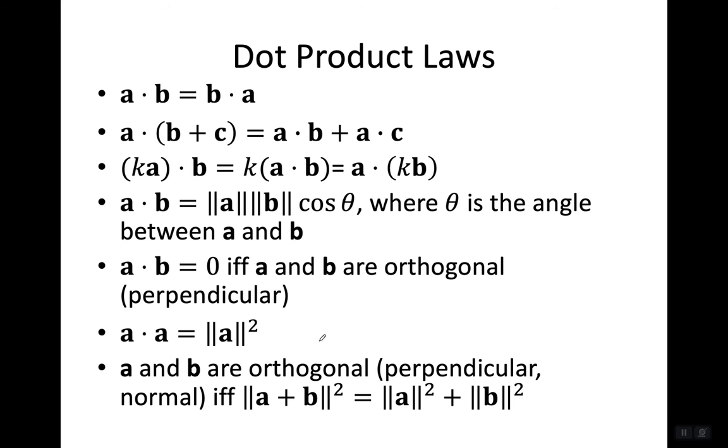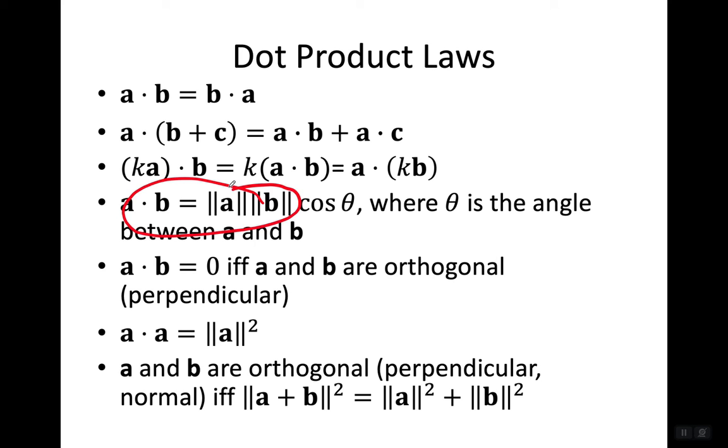Here are some dot product laws. a dot b equals b dot a, commutativity. a dot (b plus c) equals a dot b plus a dot c. That's the distributive property. If k is a scalar, ka dot b equals k times (a dot b), and that's going to be the same thing as a dot kb. Oh, this one's handy. a dot b equals the length of a, length of b, cosine theta, where theta is the angle between a and b. We're going to use that over and over again.